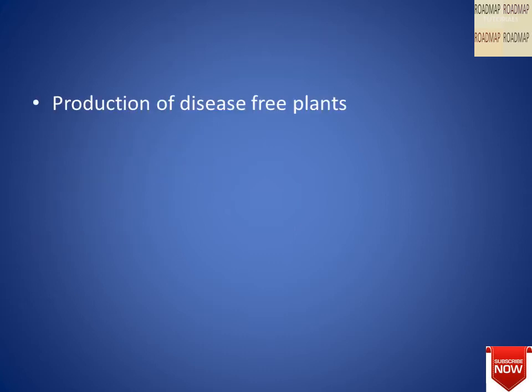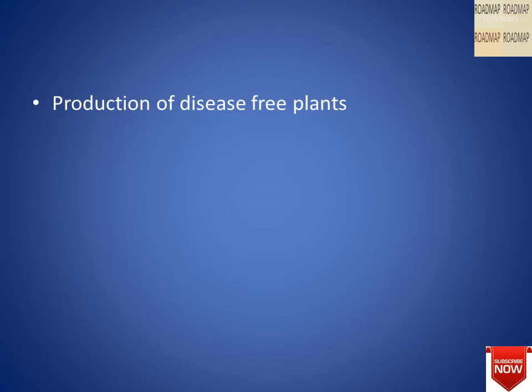Production of disease-free plants. Now, many plant species are infected with pathogens such as viruses, bacteria, fungi, and nematodes that cause systemic diseases. Now, these diseases do not always result in death of plants. What they do is they affect the quality and the yield of plants. The plants that are infected with bacteria and fungi respond to chemical treatment by bactericides and fungicides. Now, it is very difficult to cure a virus-infected plant.